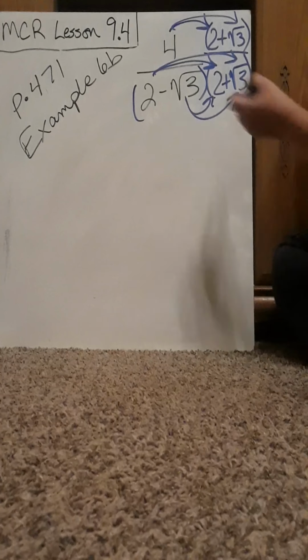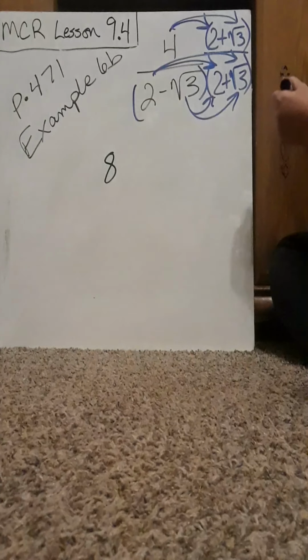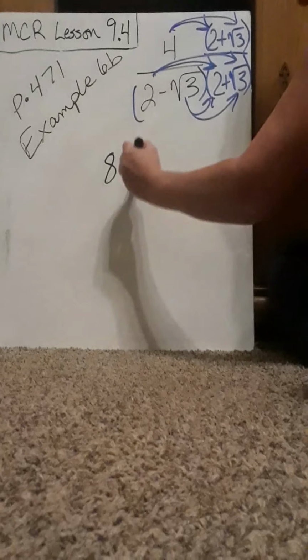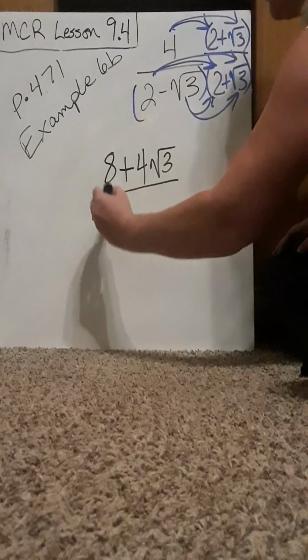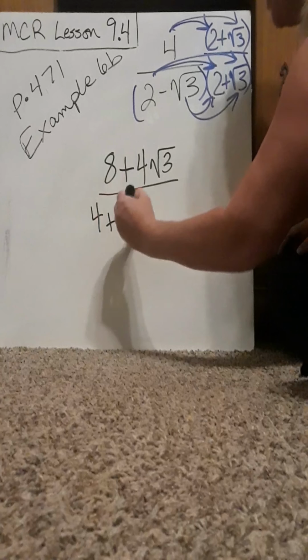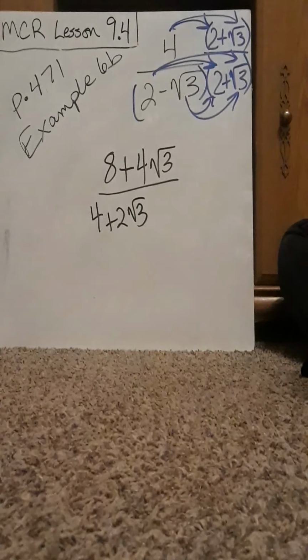Let's distribute this 4. 4 times 2 is 8, plus 4 times the square root of 3. Again, we can't do anything with that, so we just write it next to each other as 4 square roots of 3. Now let's go to the bottom and FOIL this out. Start with first times first. 2 times 2 is 4. Now go to the outside. 2 times the square root of 3. Again, you just write it next to each other as 2 square roots of 3.